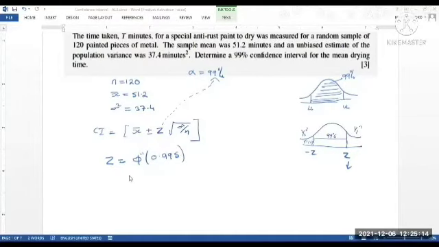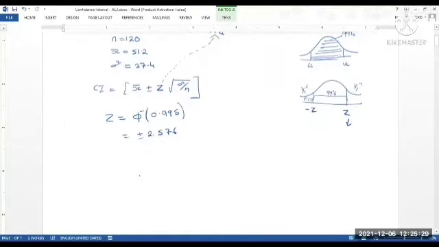Which is equal to plus or minus 2.576. So here we got the value of z. Now let's substitute all the values that we have into the formula. So 51.2 plus or minus 2.576 times the root of 37.4 over 120.